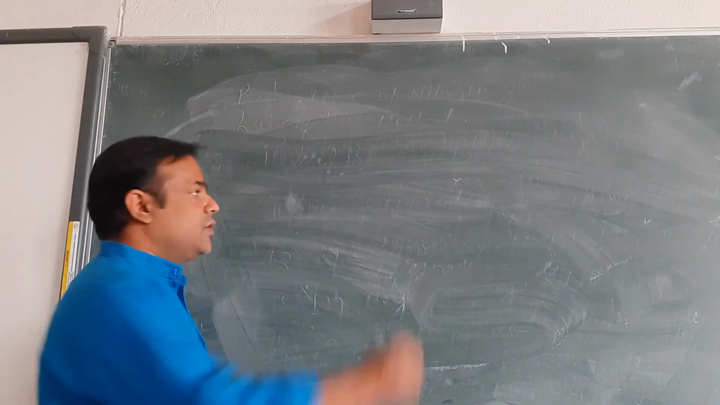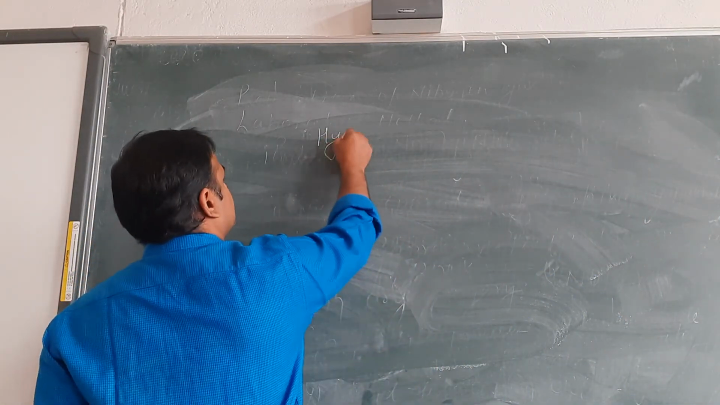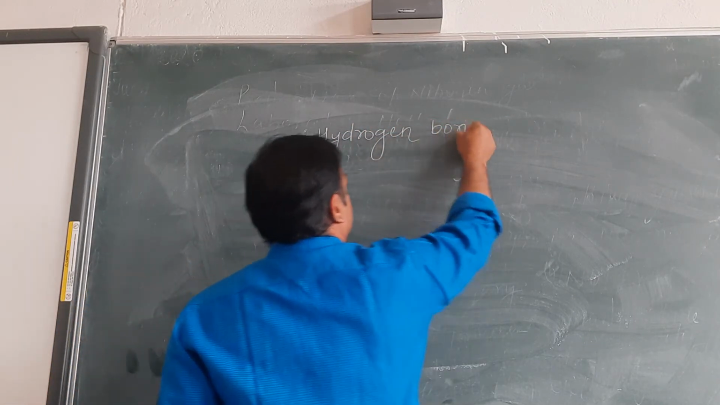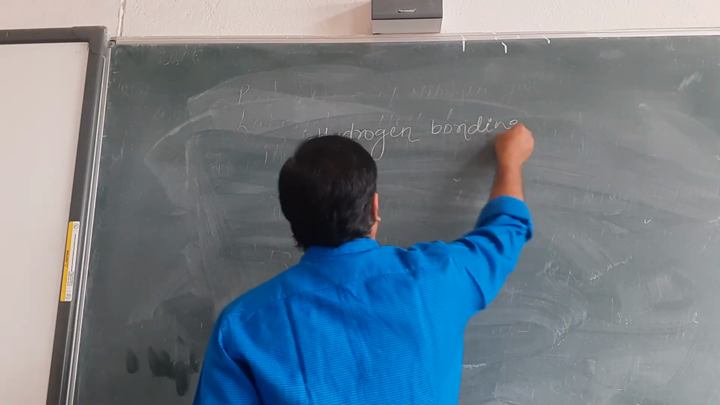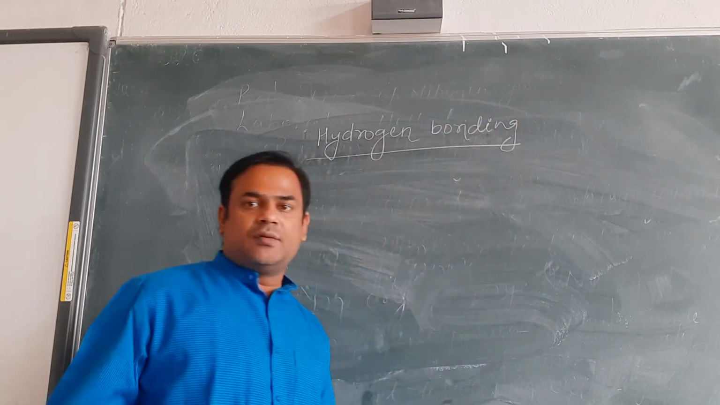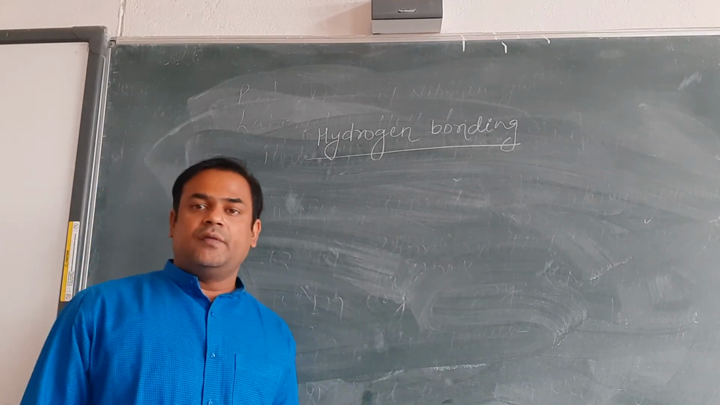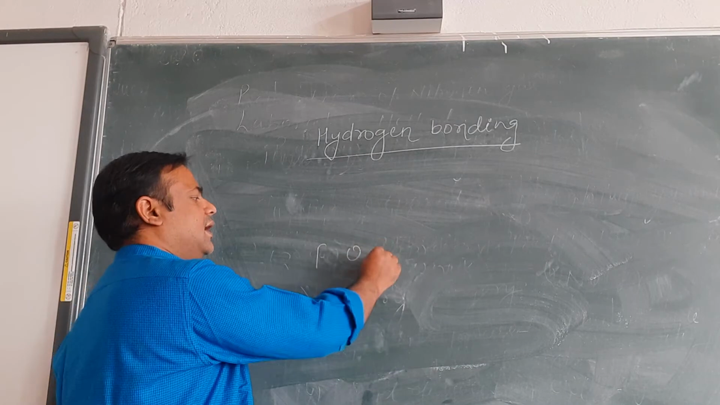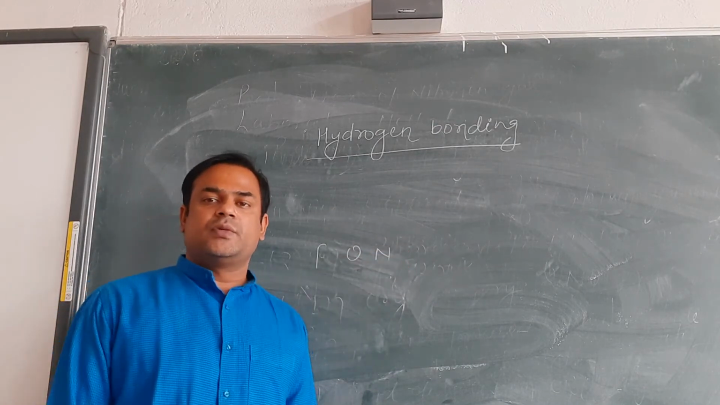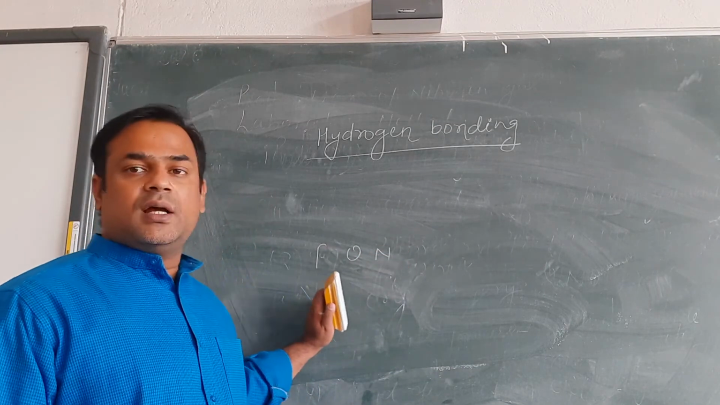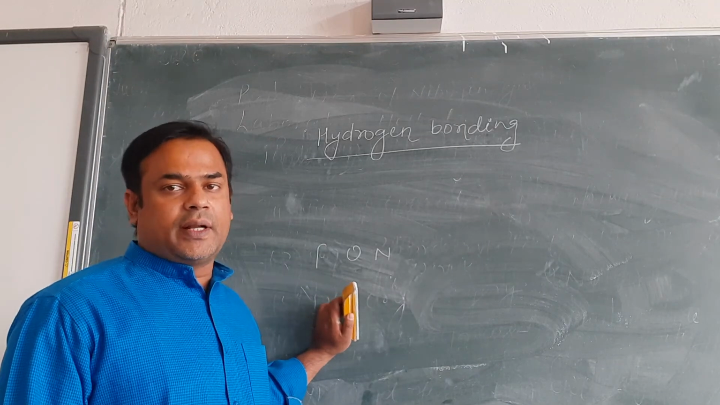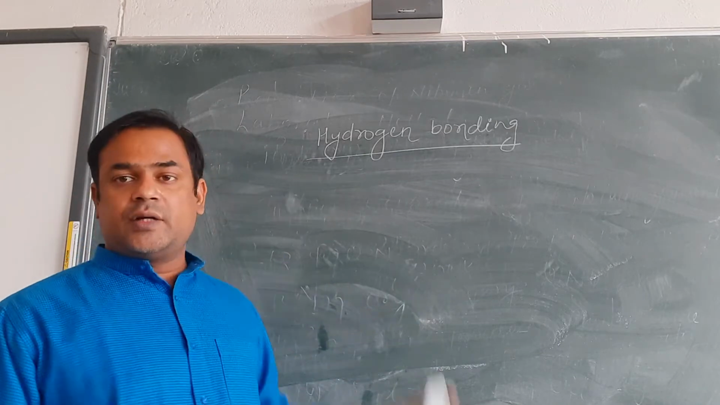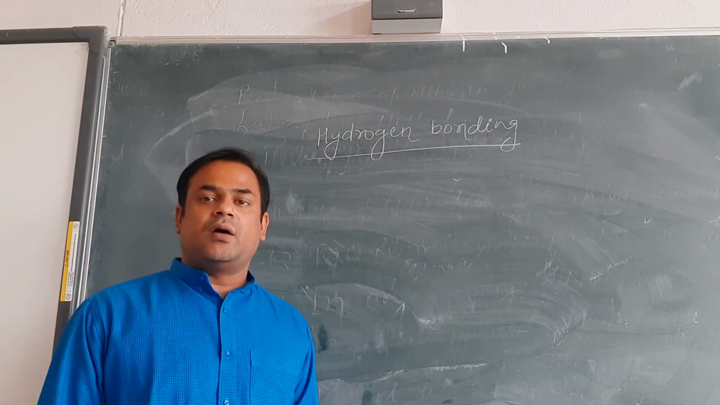So topic is hydrogen bonding. When hydrogen is bonded with a highly electronegative element like fluorine, oxygen and nitrogen, then it results in formation of hydrogen bonding. It is a dipole-dipole interaction. So before studying this hydrogen bonding, let's have an idea of dipole.